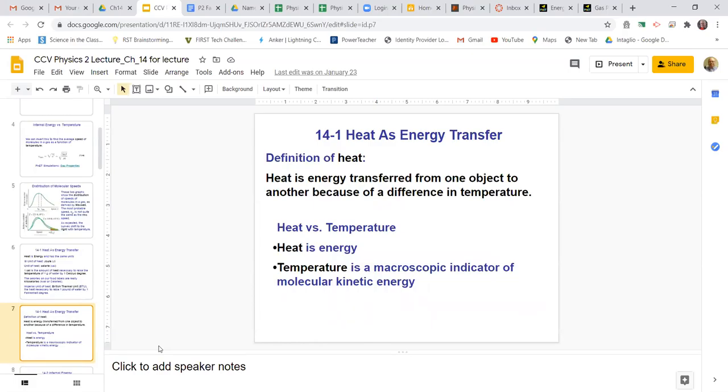All right, so what do we got? We got heat. Heat's a flow of energy. Heat is not energy by itself. It's a flow. And that flow happens because of a temperature difference. If there is no temperature difference, there's no heat flow. So that's a relatively easy thing to do.